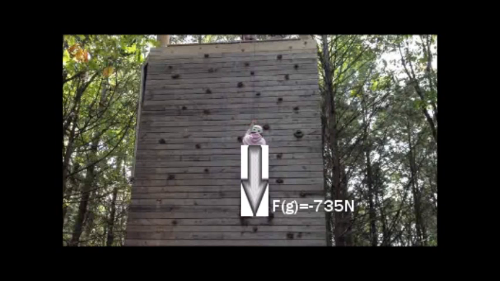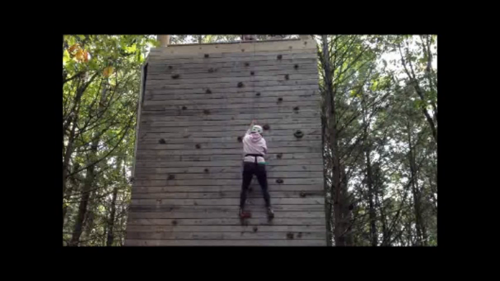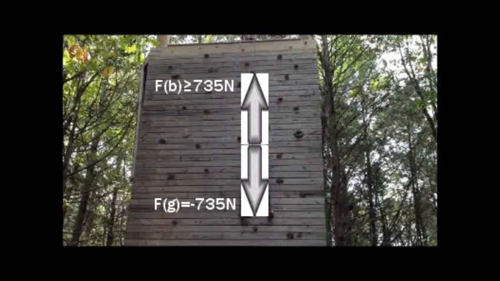In order for Shayla's descent to be halted, F of B must be equal to or greater than 735 newtons, making our net force 0 or positive. As you can see, the belay effectively stops her movement downward and keeps her stationary in the air. The applied force of the belay is equal to the force of gravity, and the net force of the system is 0 newtons.